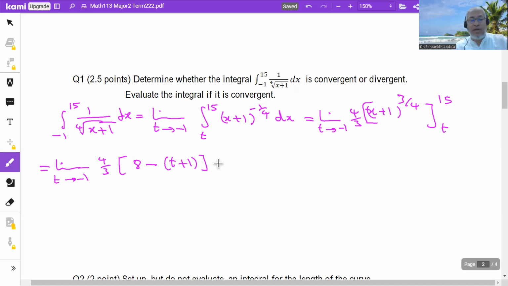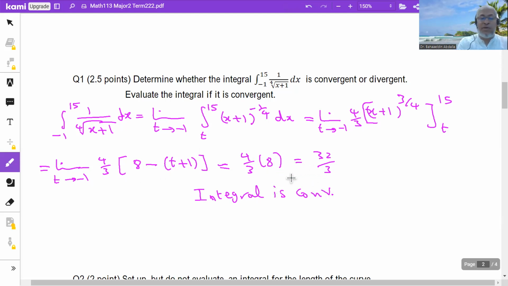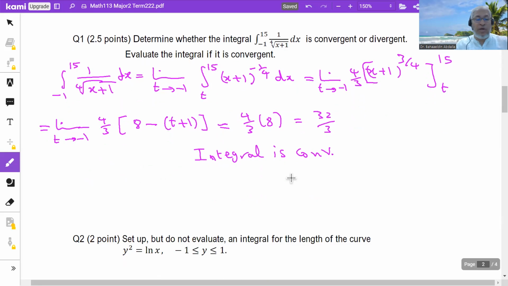And now we apply the limits. So we replace t by negative 1. When I replace t by negative 1, I'll have negative 1 plus 1, that's 0. So the answer would be 4 over 3 times 8, or 32 over 3, and the integral is convergent, because the limit is a number, it's not infinity or negative infinity.